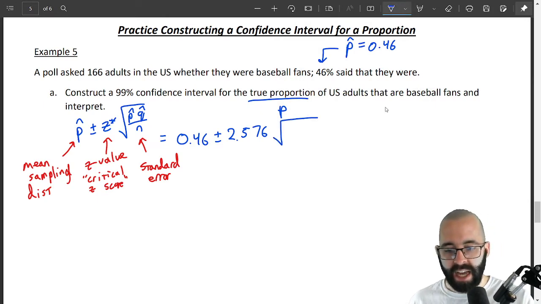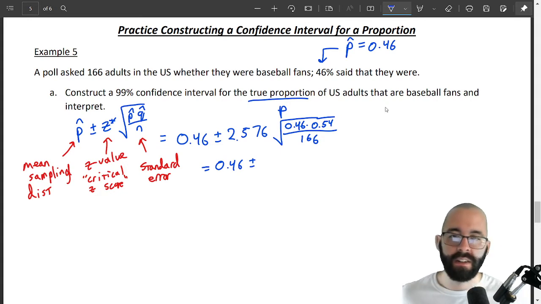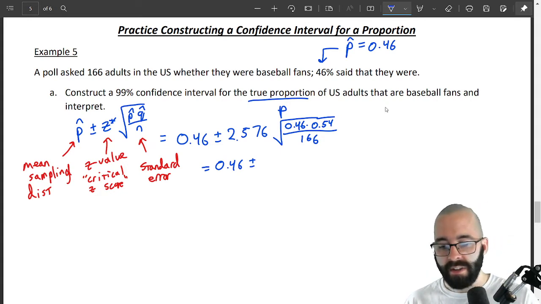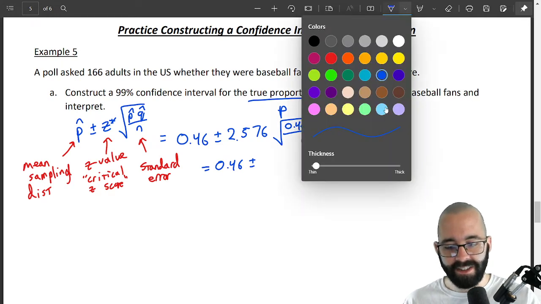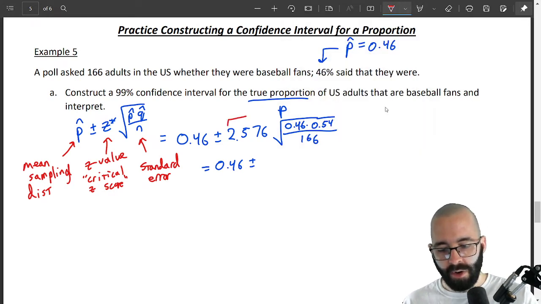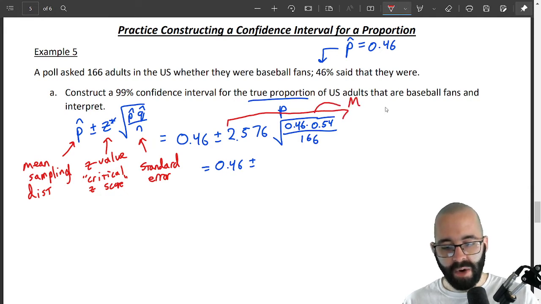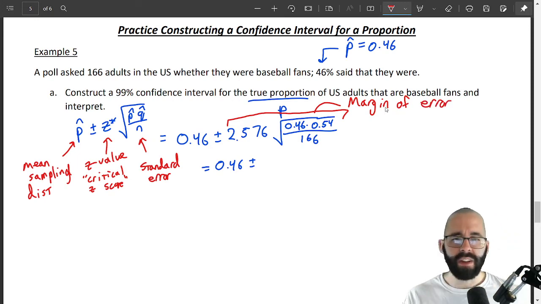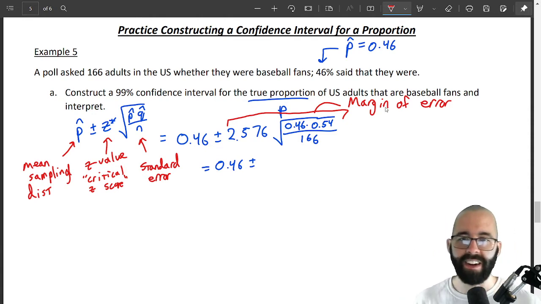So times the square root of p hat, which is 0.46, times q hat, which is 0.54. Remember, q is just 1 minus p, divided by our sample size, 166. Well, that's 46% plus or minus. Let's use a calculator. Let's approximate this margin of error. That's another term right here. This whole thing here, that's known as the margin of error. And that's another way that confidence intervals are oftentimes described. Get to that when we get our answers.